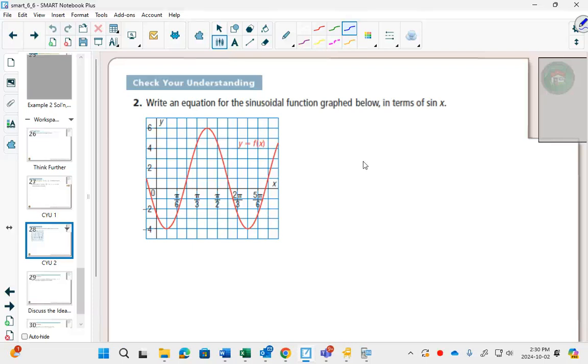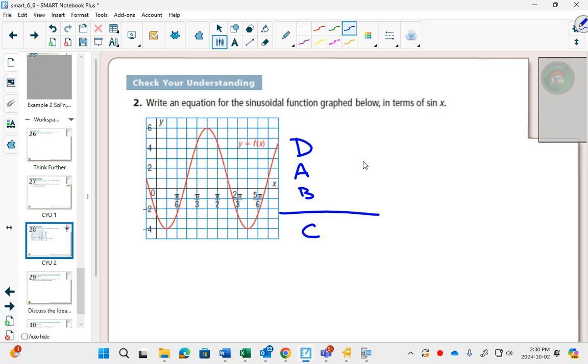So this is on page, the last question of 6.6, page 533. And yesterday we practiced graphing with DABC. Now we've got the graph. Can you work backwards and get the D, the A, the B, and the C value?